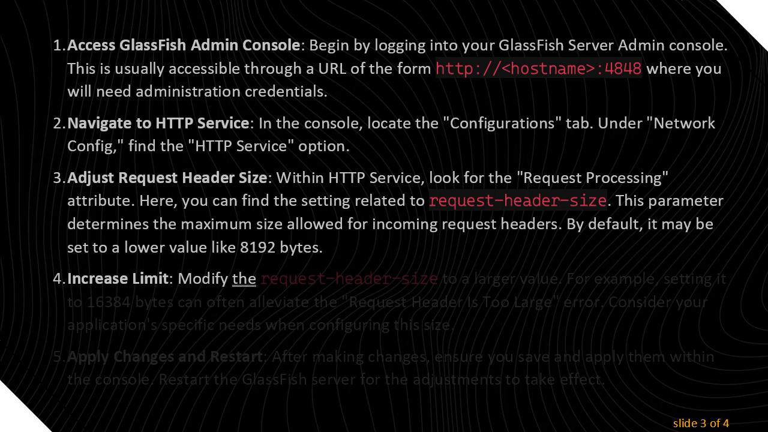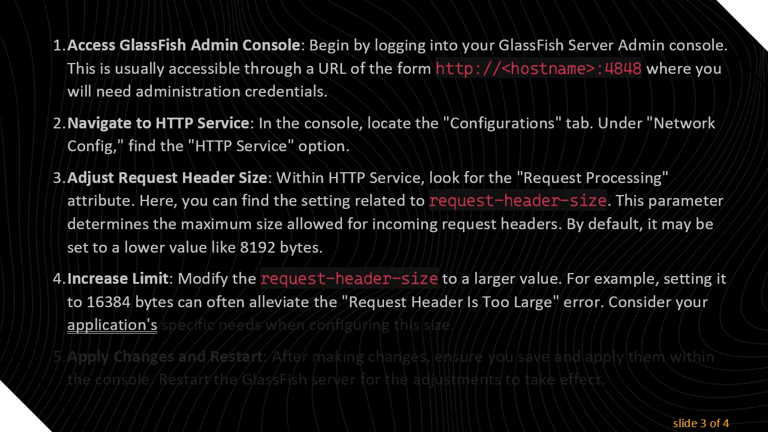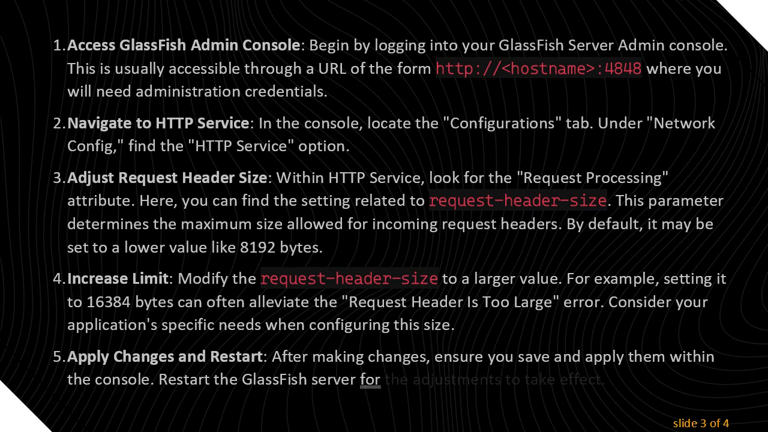Increase limit. Modify the request header size to a larger value. For example, setting it to 16,384 bytes can often alleviate the "request header is too large" error. Consider your application's specific needs when configuring this size. Apply changes and restart. After making changes, ensure you save and apply them within the console. Restart the GlassFish server for the adjustments to take effect.